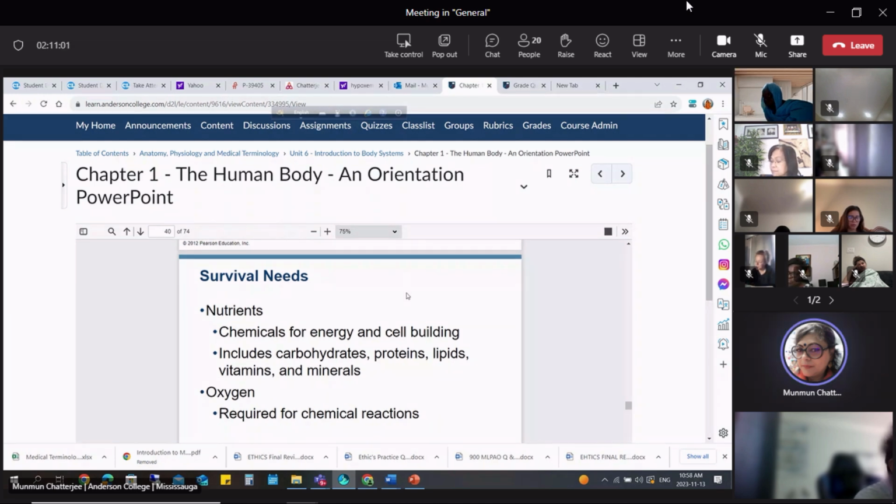What are our survival needs? We need nutrients. Nutrients come from our food. Oxygen. So nutrients are chemicals for energy and cell building.